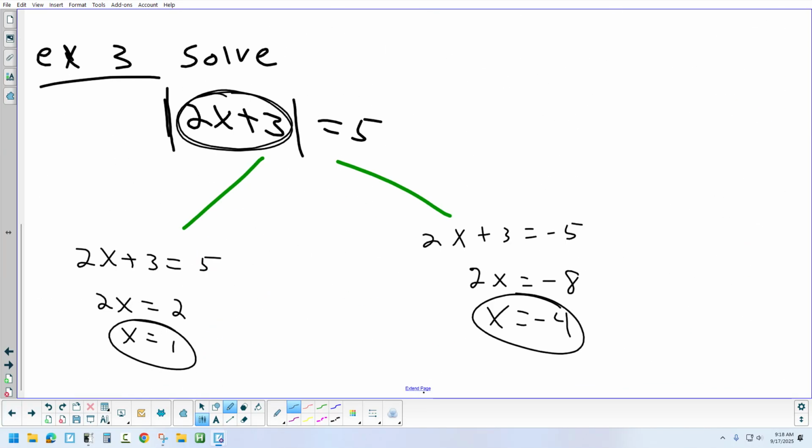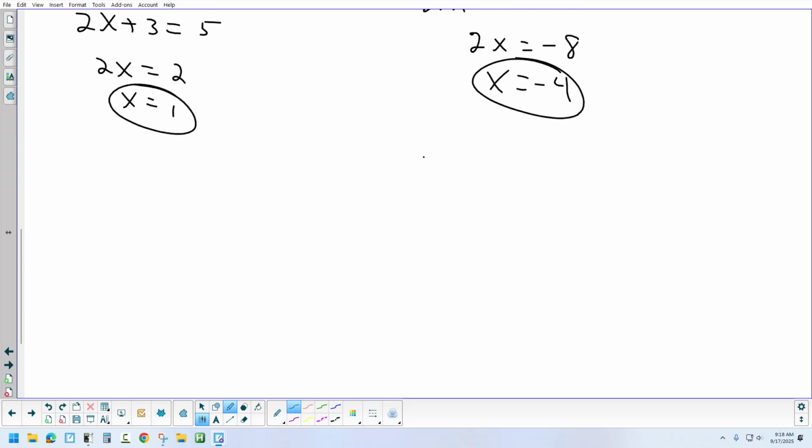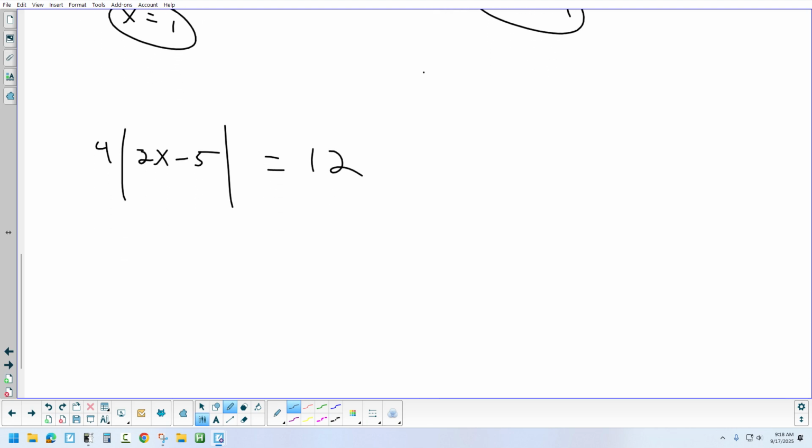Okay. What if I had something, I'm not going to go through all the steps, but what if we had something like this? What would be your first step there? Yeah? You have to divide by 4 to isolate the absolute value. Yep. So here, your first step would be to rewrite the equation. 12 divided by 4 gives me 3. Now I'm ready to split it.